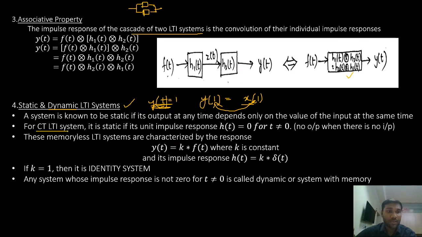For a continuous LTI system, if its unit impulse response h of t is 0 for t not equal to 0, then it is static. For a continuous time system, it is static if the unit impulse response h of t equals 0 for t not equal to 0.